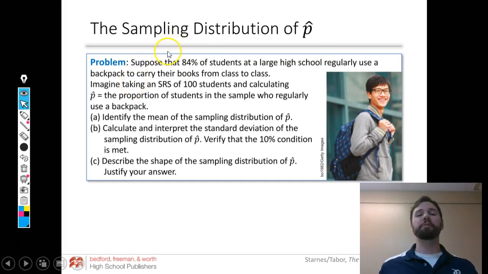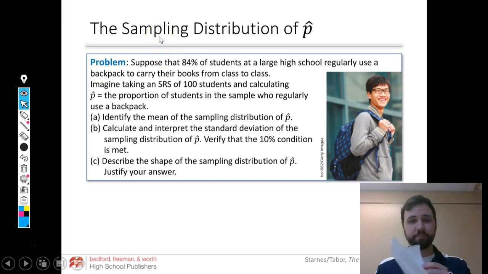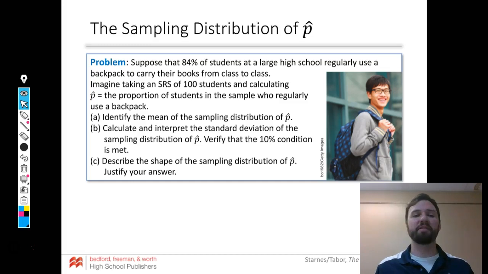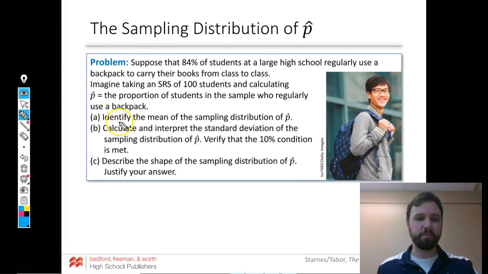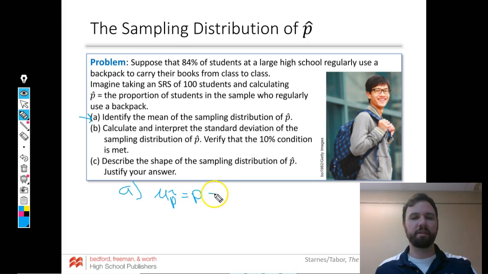So suppose 84% of students carry backpacks from class to class. And P hat is going to be the proportion of students in the sample who regularly use a backpack. So identify the mean. So A, our mean of P hat equals P. In this example, our P is 84%, 0.84.